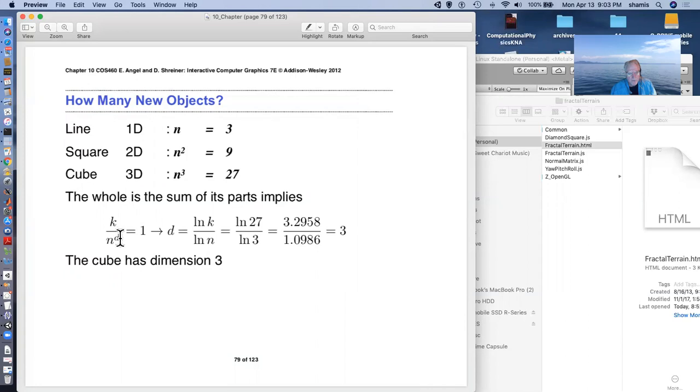We can then solve this for d, taking the logarithms and recognizing that log n raised to the d is d log n. We have that the dimension of our object is log of k over log of n. So for the cube, we have log of 27 divided by log of 3. This is 3.29 divided by 1.09, which is 3. The cube has a dimension 3. The cube is a three-dimensional object.